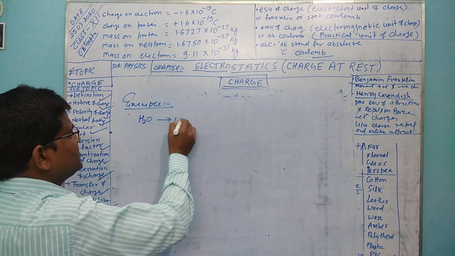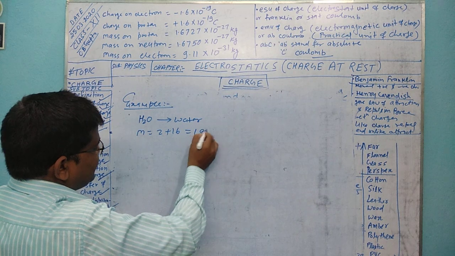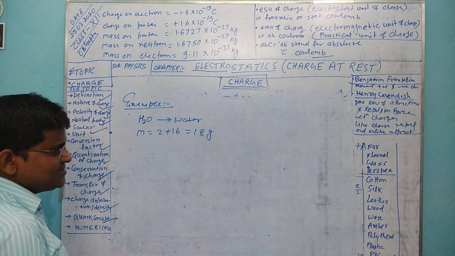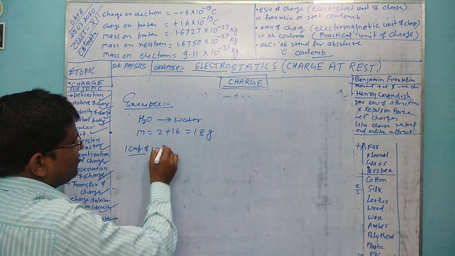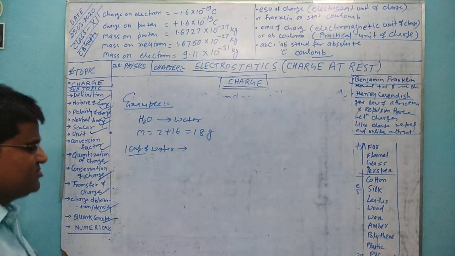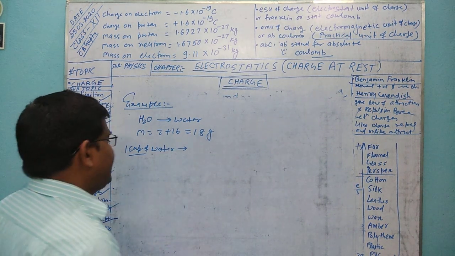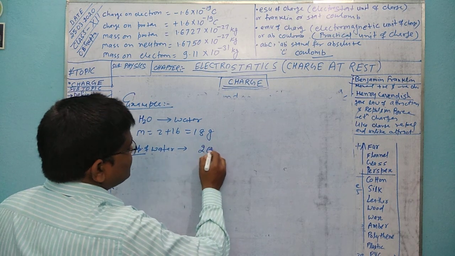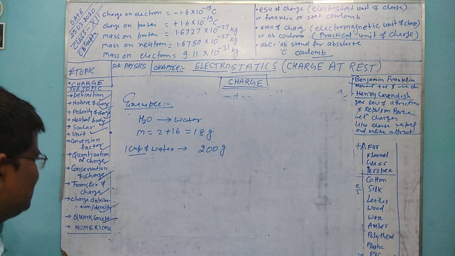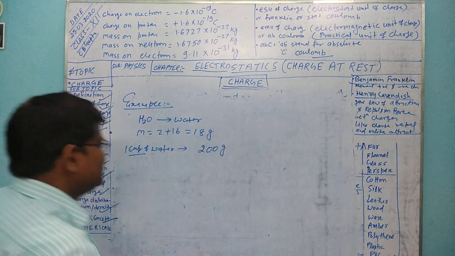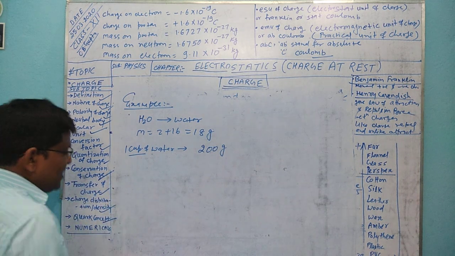Suppose H2O water, molecular mass is 2 plus 16, means 18 gram. In NCERT it is given, in 1 cup of water, how many electrons, protons or amount of charge? If you want to calculate, 1 cup of water means approximately 200 gram water, 250 also, 180 also in your supposition, just 200 gram. Then first of all, calculate the number of moles.